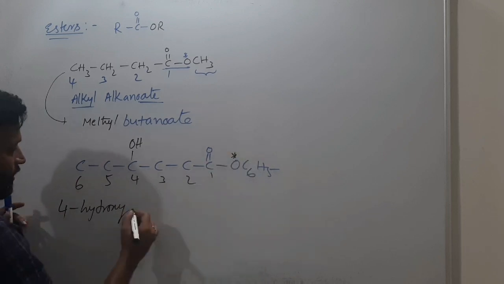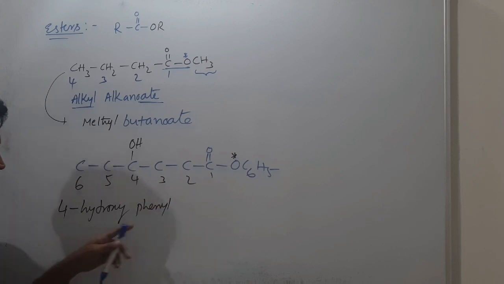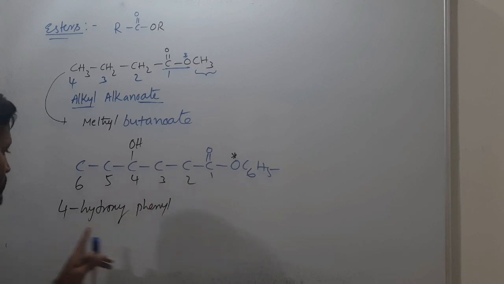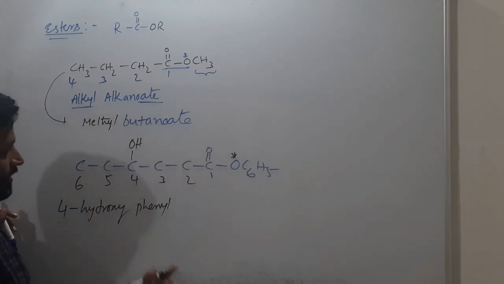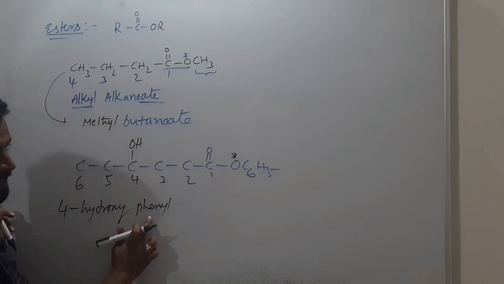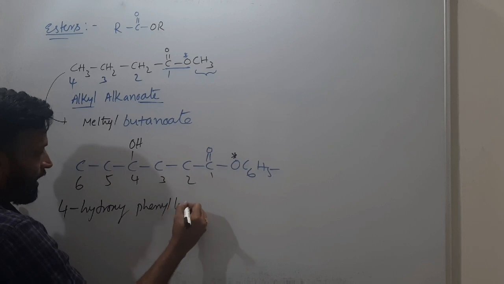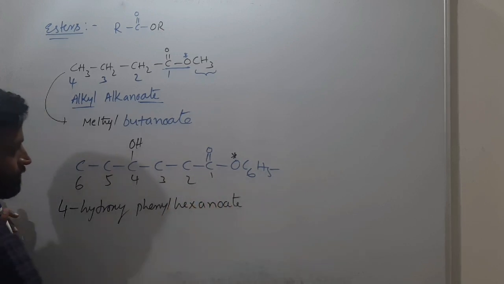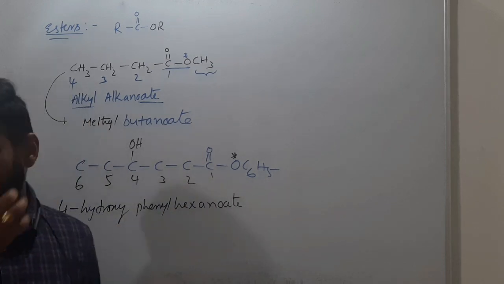So 4-hydroxy. This oxygen has phenyl, so phenyl means numbering is not required here. Don't write the number 1 for phenyl, because this phenyl is attached to oxygen, that's the meaning. So 4-hydroxy, phenyl. See alkyl, alkanoate now. The alkyl group is phenyl here. Alkanoate means 6 carbons, so hexanoate. So 4-hydroxy, phenyl hexanoate, like this.